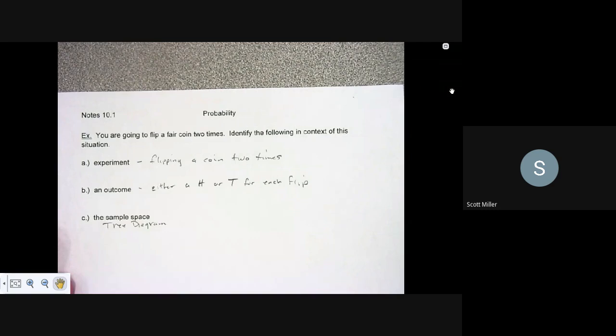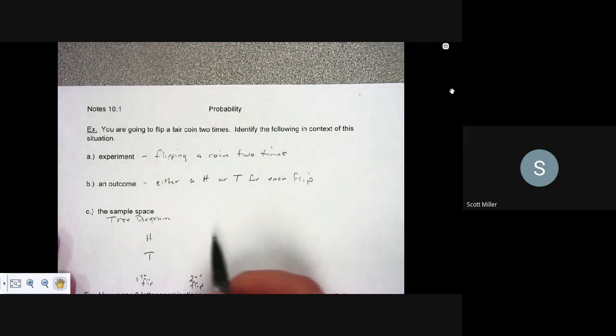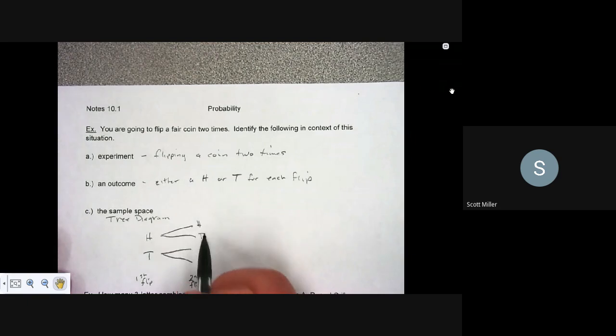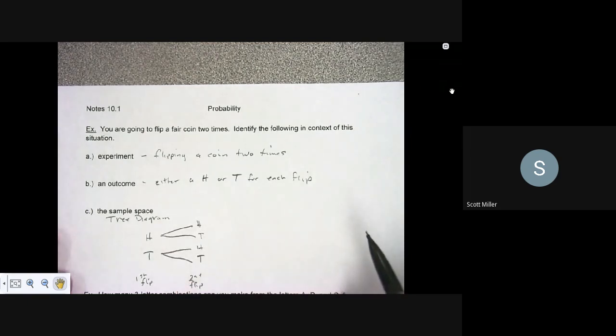A tree diagram can be used to help you identify all the outcomes in a sample space. Here's how it works. So, what can happen on our first flip? Well, I can get either a heads or a tails. After I do that, then I go to the second flip. On the second flip, well, what can happen? Well, after this flip, 2 things can happen. Or here, 2 things can happen. It's either a heads or a tails. And this one is either a heads or a tails. Those are the only things that can happen with each flip.